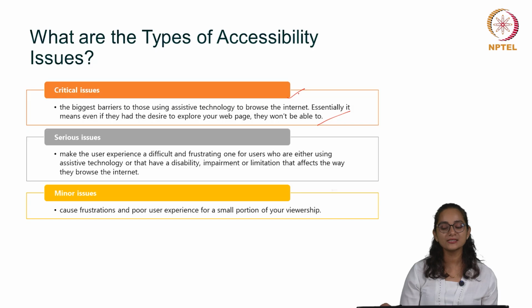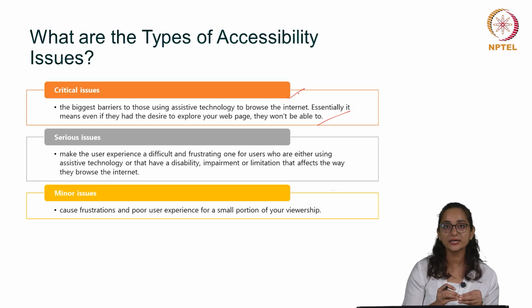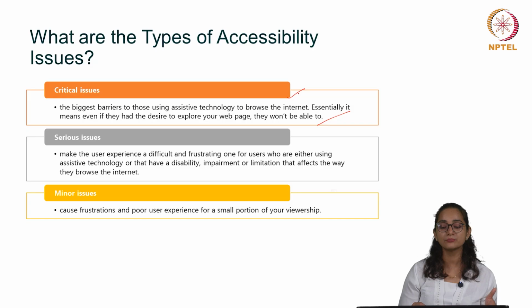Then the second category can be some serious issues which make the user experience difficult or frustrating for users who are either using assistive technology, or they have a disability, impairment, or limitation that affects the way they browse the internet. So all of these again, color contrast or font sizing, hierarchy, text which is overlaid on top of images, all of those aspects can be brought in under serious issues.